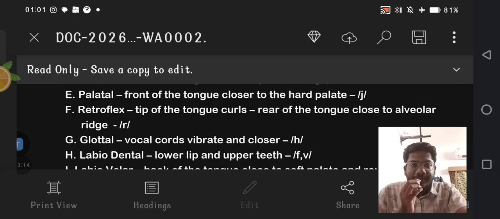Then retroflex. I'm sorry, I just practiced. Retroflex consonants are produced when the tip of the tongue curls towards the back of the tongue, and the rear of the tongue, under your tongue, it's called the rear of the tongue. The small connecting tissue comes closer to the alveolar ridge, the lower part of the alveolar ridge.